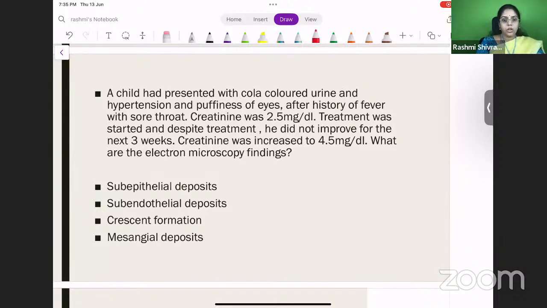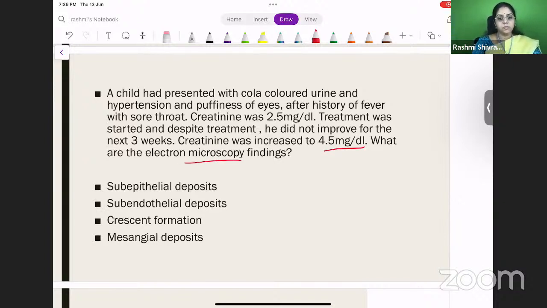So a child presented with cola-colored urine and hypertension and puffiness of the eyes after a history of fever with sore throat. The creatinine was 2.5 milligram per deciliter. And despite starting the treatment, the patient did not improve for the next 3 weeks and the creatinine has gradually increased to 4.5 milligram per deciliter. So what are the electron microscopy findings?